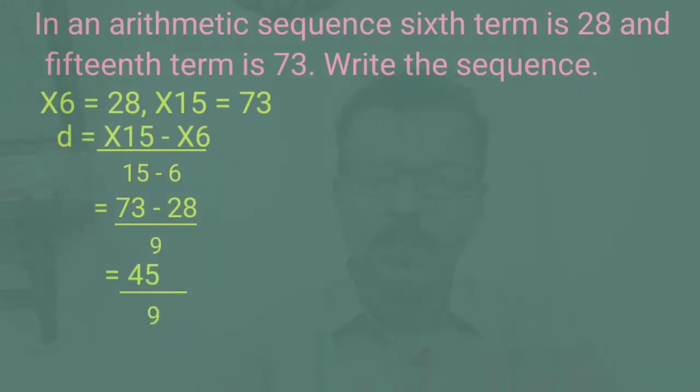That is equal to 45 by 9. The answer is 5. So here we got the common difference as 5. But to write the sequence, we need the first term. Now let us see how to find the first term.